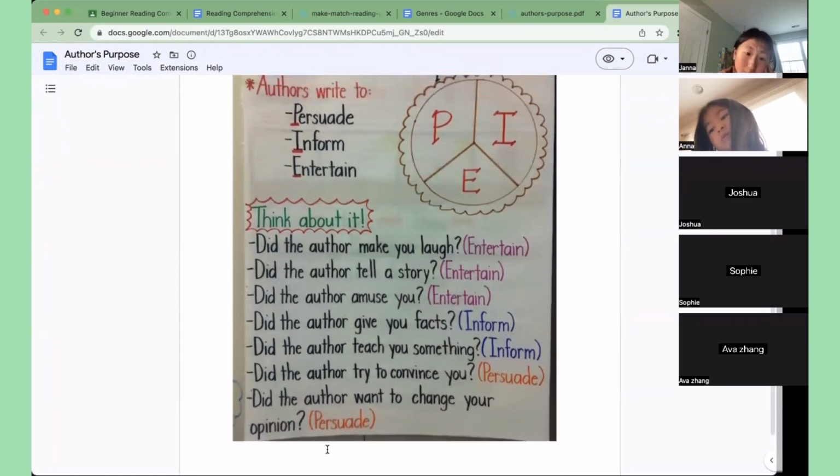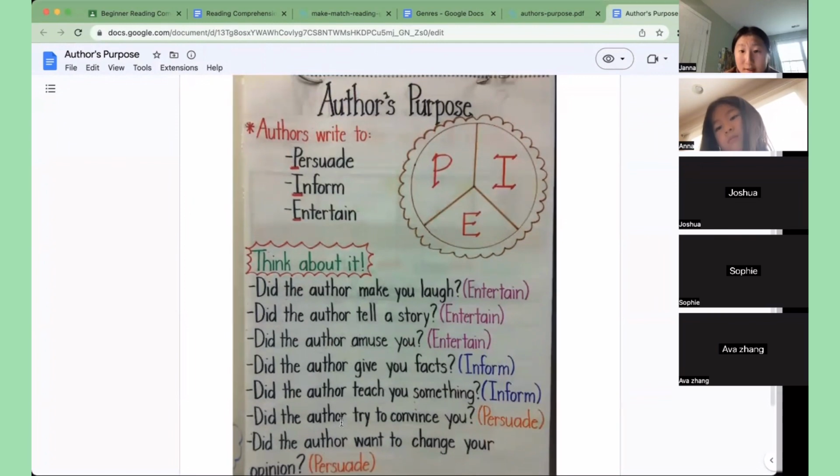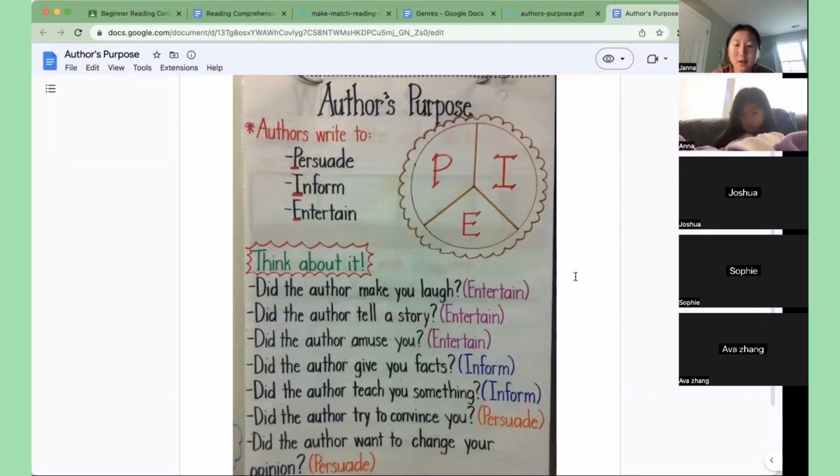For I, inform, it's the author giving you facts. Are they trying to teach you something or trying to give you new information? That's inform. And then for entertain, it's did the author amuse you or make you laugh or tell you a story. It's more lighthearted than the other ones. The other ones are more serious, if that makes sense.